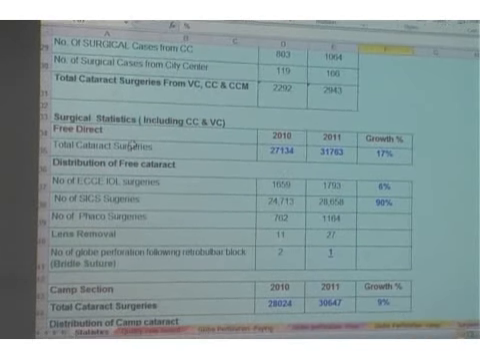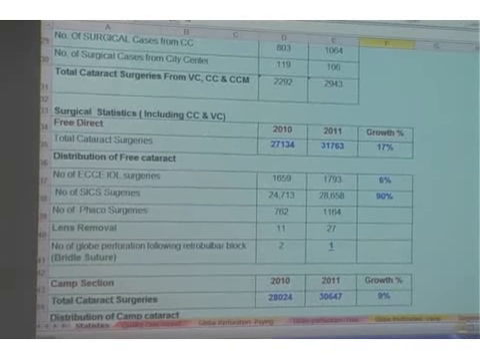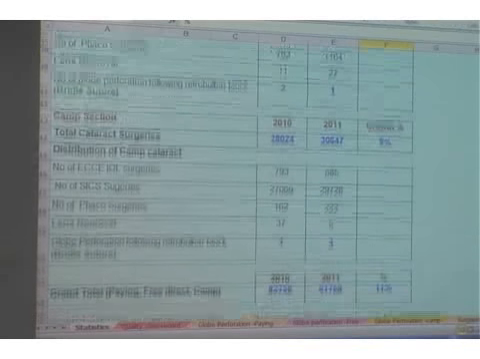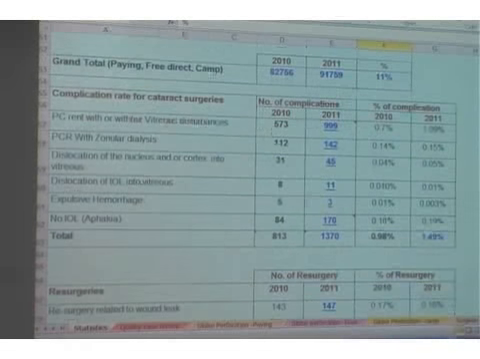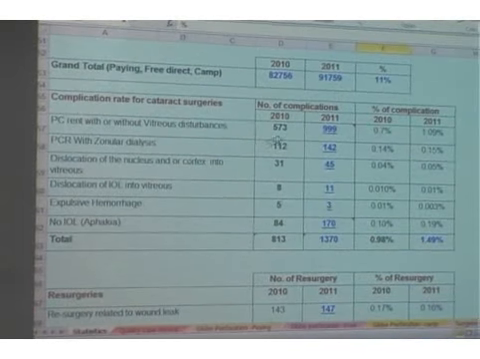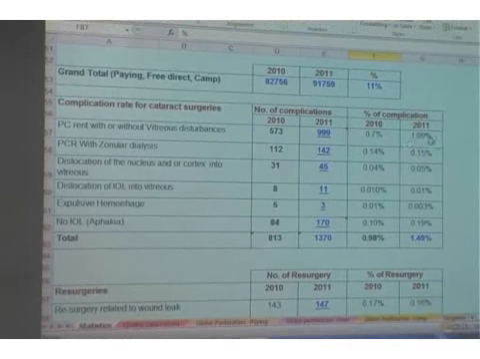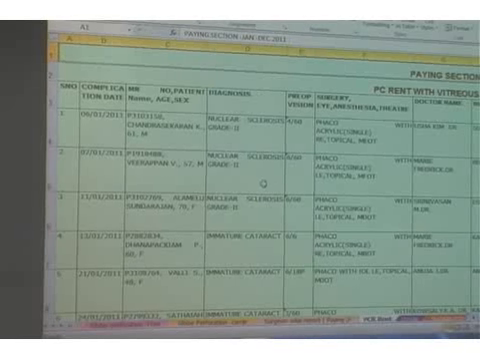So this is from the paying patients. Then this is from the camp patients. We look at the growth part of it also. And then this is the complication part. This is like the quality. We had about 999 patients who had a PC rent, which is 1.09%. For all the 999 patients, we have the data here.